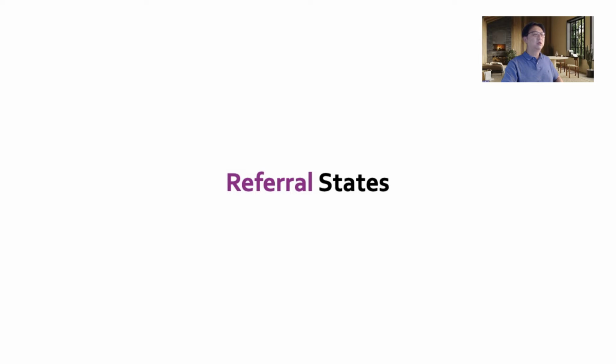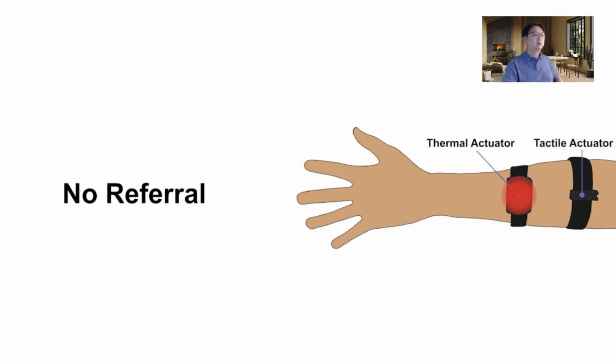In thermal masking, we defined 4 different referral states. The first one is no referral state, meaning that people perceive the thermal sensation at the thermal actuator location. The next one is a weak referral state. The thermal sensation could be felt at both the thermal actuator location as well as the tactile actuator location, but with stronger thermal sensation at the thermal actuator location, meaning that it's weakly referred.